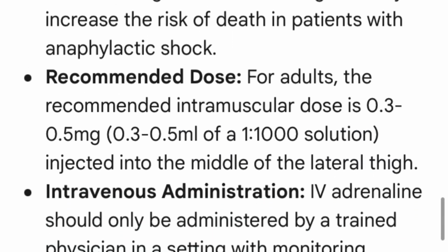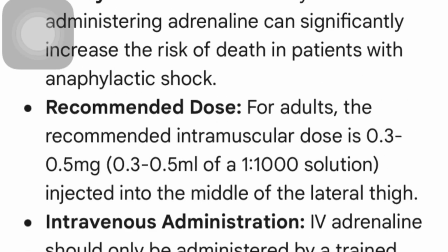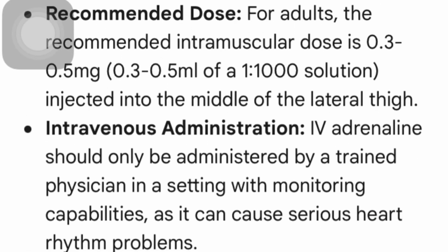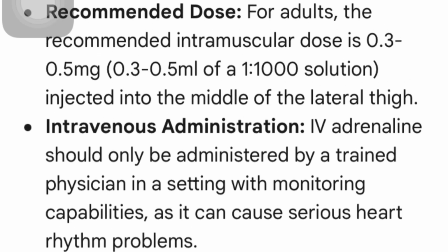Recommended dose. For adults, the recommended intramuscular dose is 0.3 to 0.5 milligrams, 0.3 to 0.5 milliliters of a 1 to 1000 solution, injected into the middle of the lateral thigh. Intravenous administration. IV adrenaline should only be administered by a trained physician in a setting with monitoring capabilities, as it can cause serious heart rhythm problems.